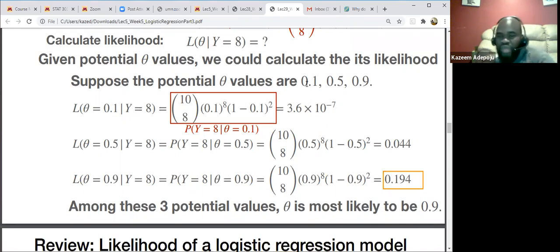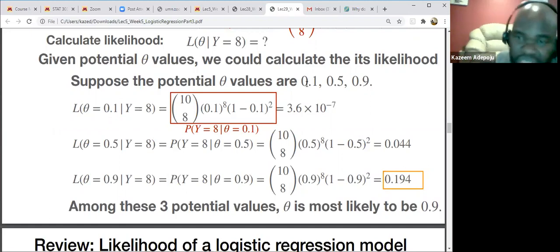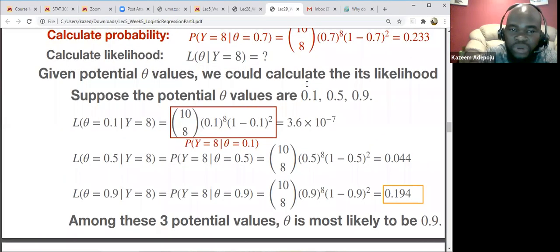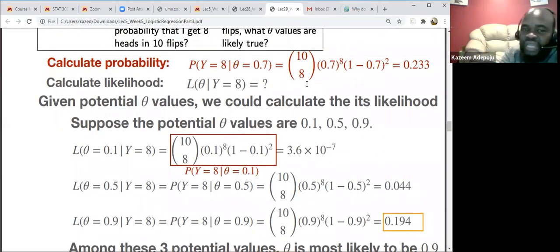But let me tell you something: it is not all the time that when the theta value is high, the likelihood is going to be high. Based on what we are doing right now, we realize that the likelihood that corresponds to the theta value of 0.9 is the one that gives the largest value. Is there any question before I move forward?